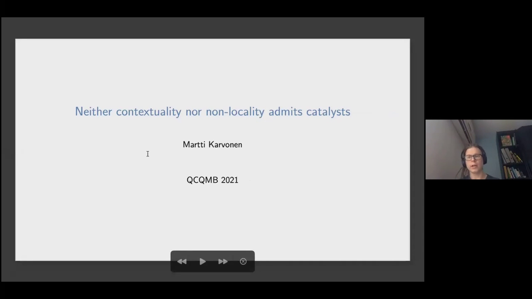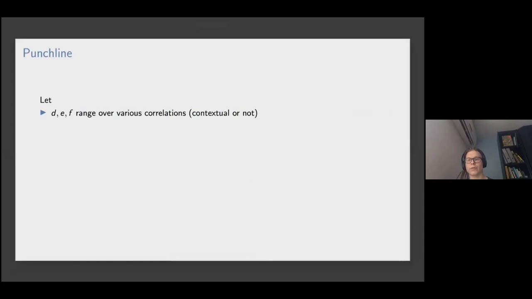Then I'll start. I'll start straight from the end and then go to the beginning and work my way back. So let's first state the result somewhat more informally. I'll add more detail later.